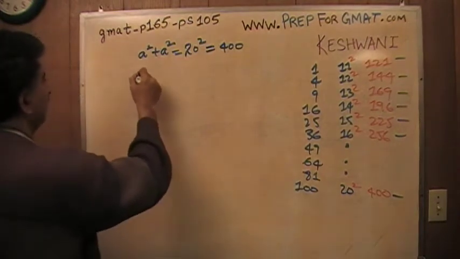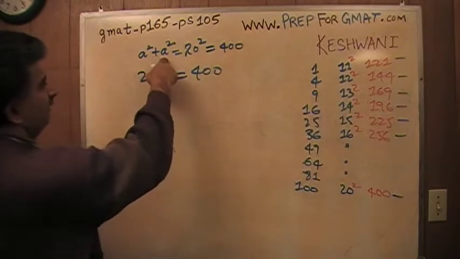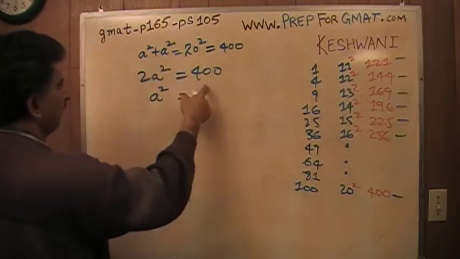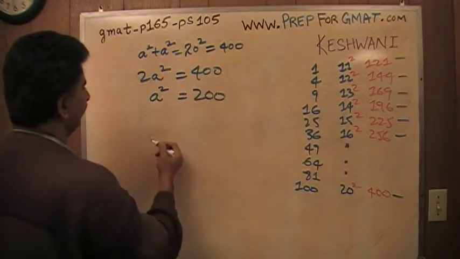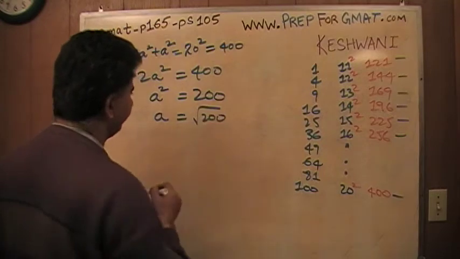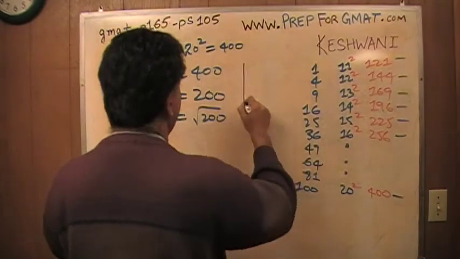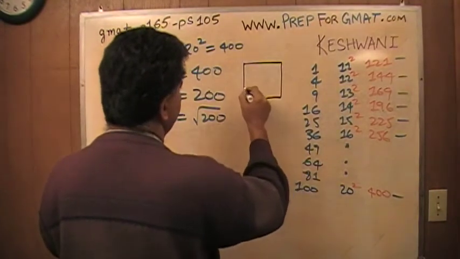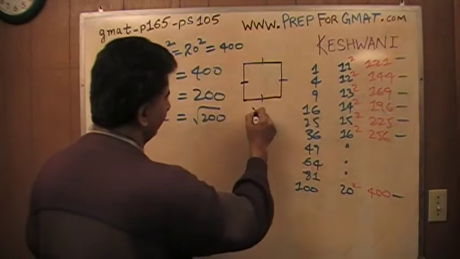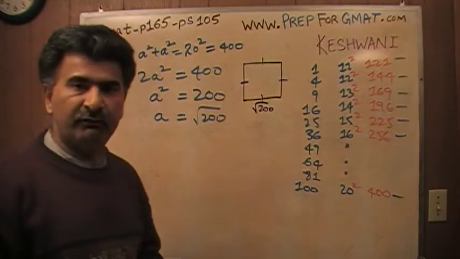So let's continue then. 2a squared equals 400, because I have a squared plus a squared equals 2 times a squared, and therefore a squared must equal, if I divide both sides by 2, 200, which means this side a is the square root of 200. Let me redraw our square here. This side and this side, they are all equal, and I just found out this side is the square root of 200. And there are 4 of them, because they are asking for perimeter.